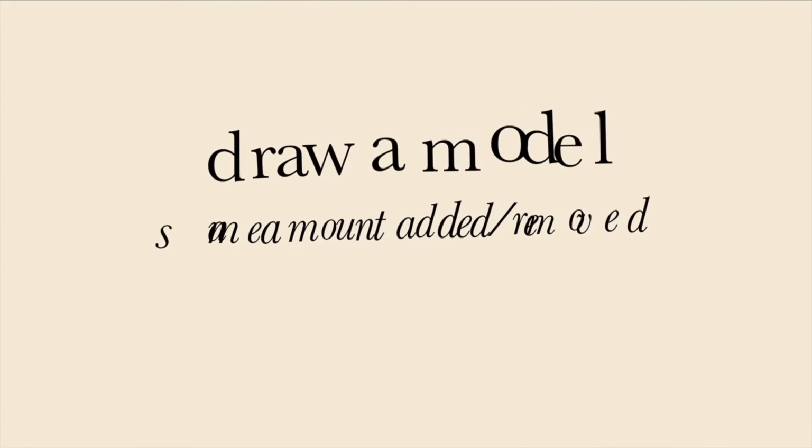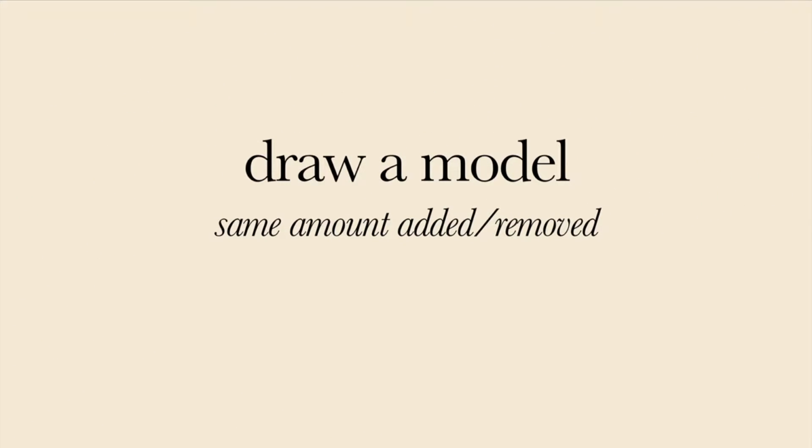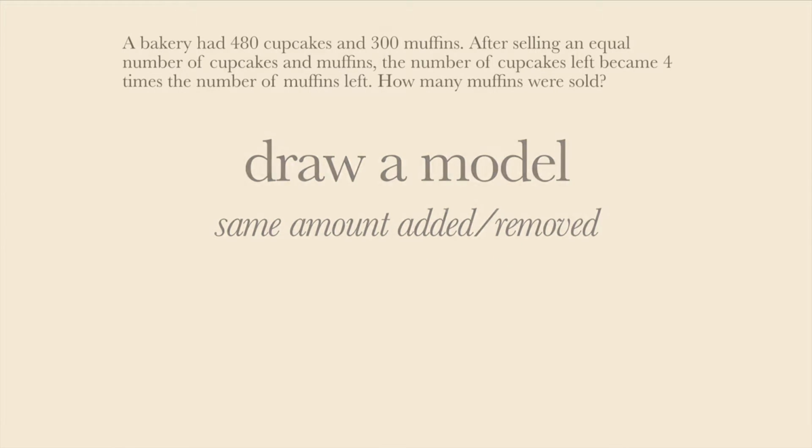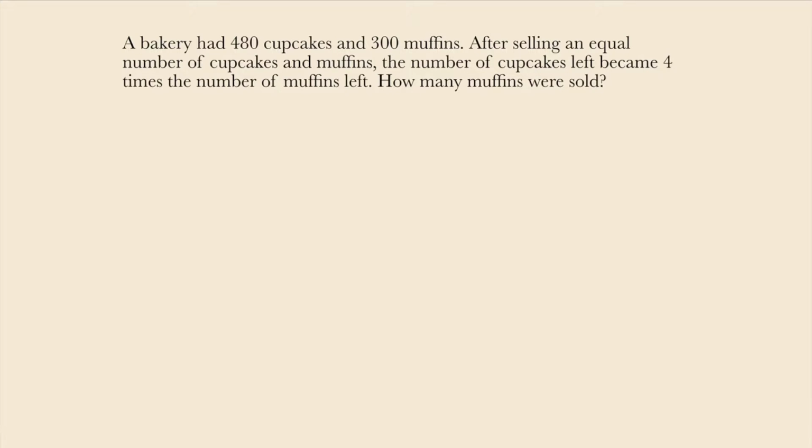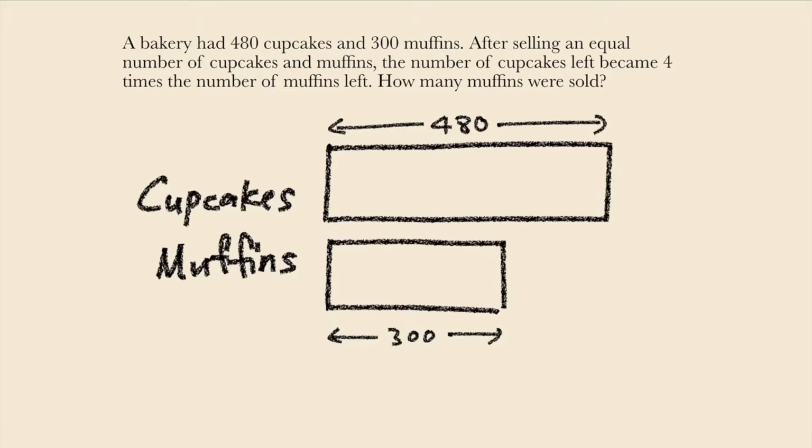This is the last in the series of draw a model questions, and this is about adding the same amount or removing the same amount from your bar. So first question, a bakery had 480 cupcakes and 300 muffins. After selling an equal number of both, well, this is the removal of the same quantity.